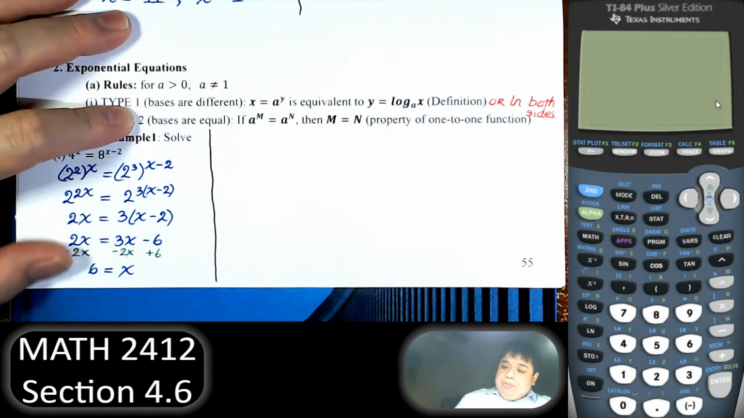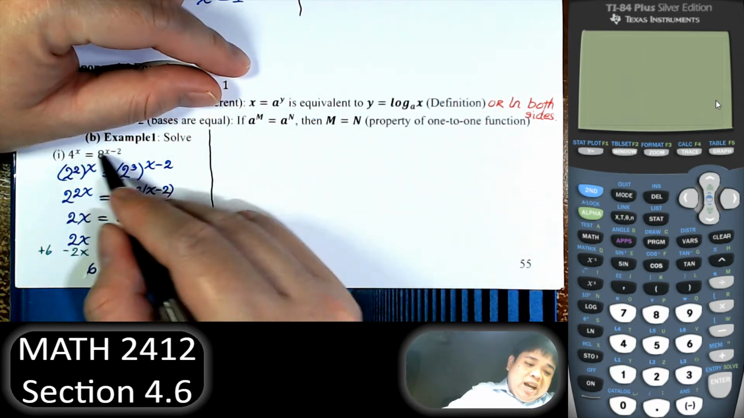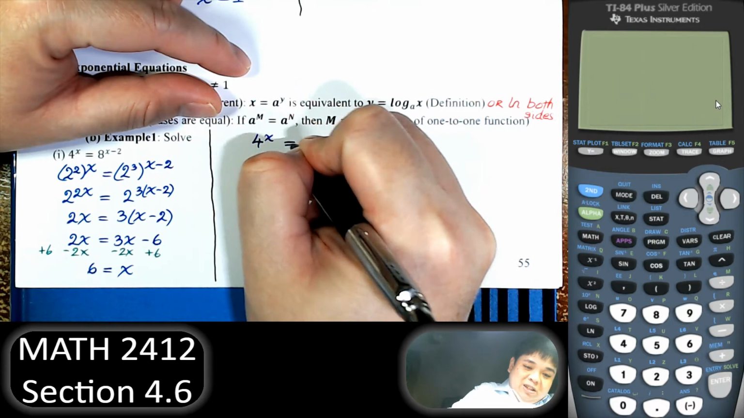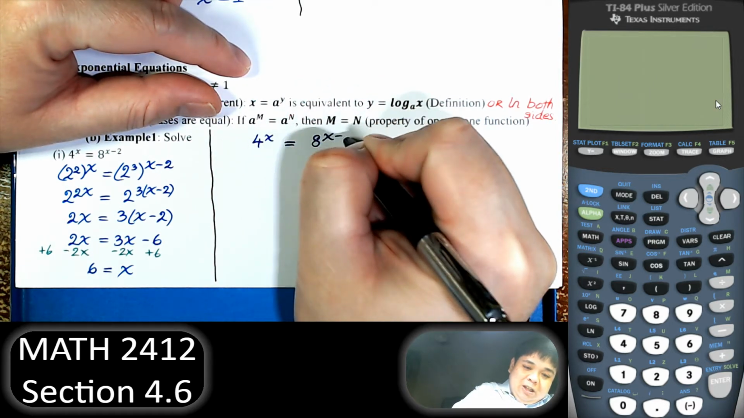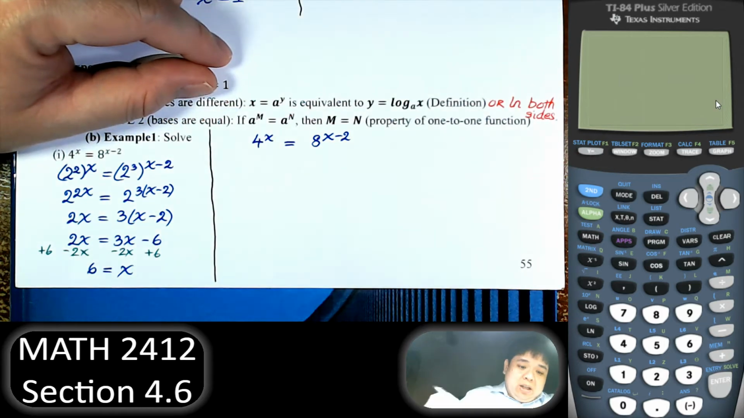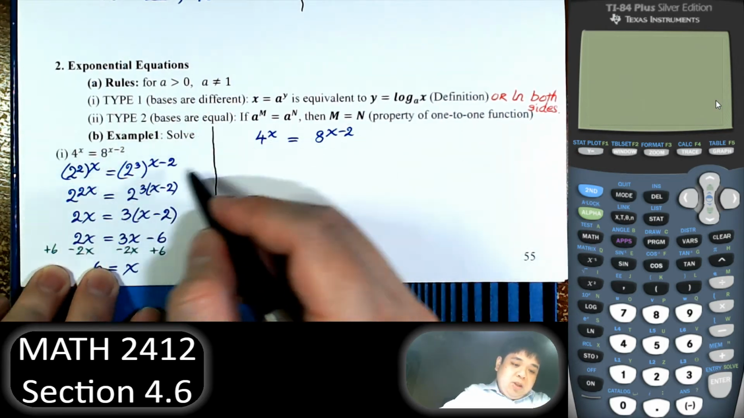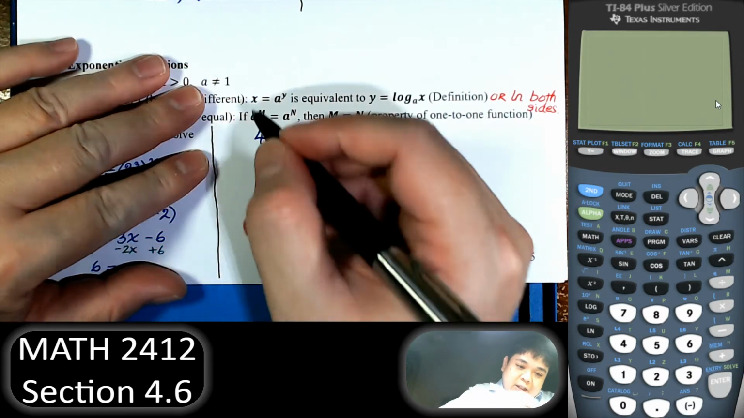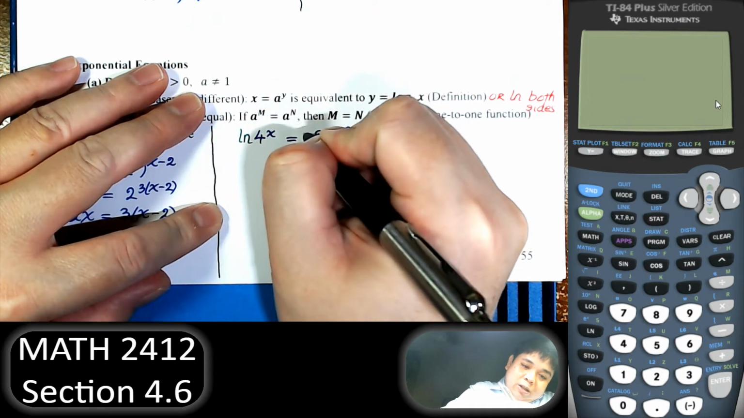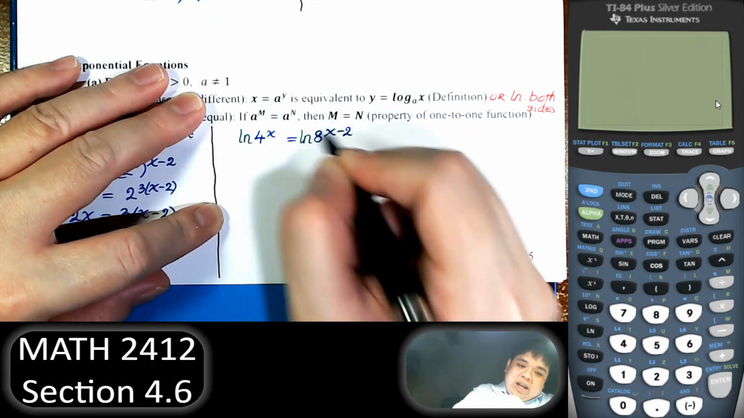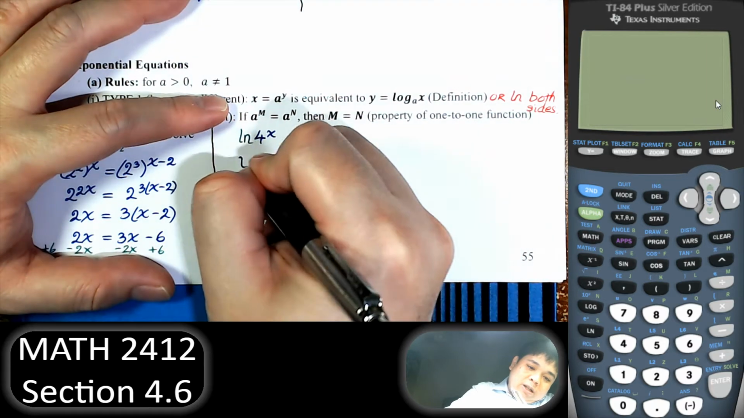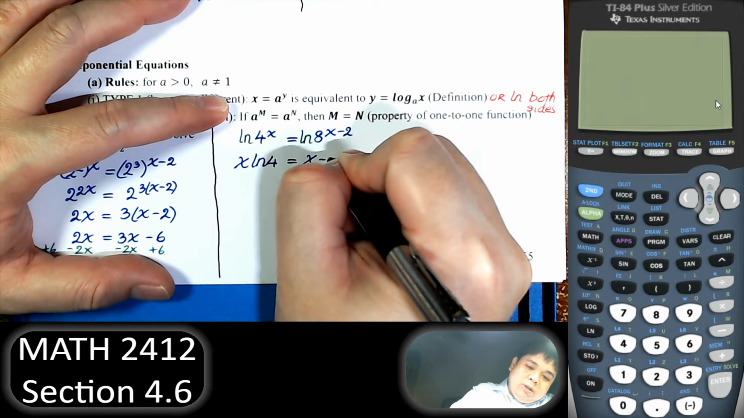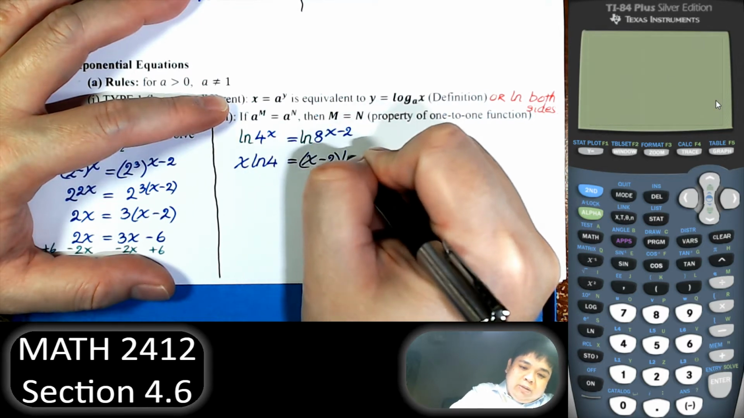Now let's assume that we don't see that, or we don't want to do it that way. We can always take ln on both sides, even though we can change them to the same basis. So another way to do this, by the way, is solution number 1. Here's solution 2. I can take ln on both sides. So we can take the x minus 2 and x outside. So we have x ln of 4, x minus 2, ln of 8.